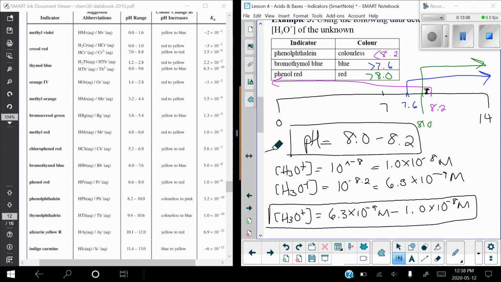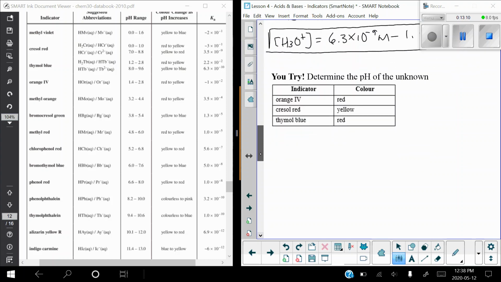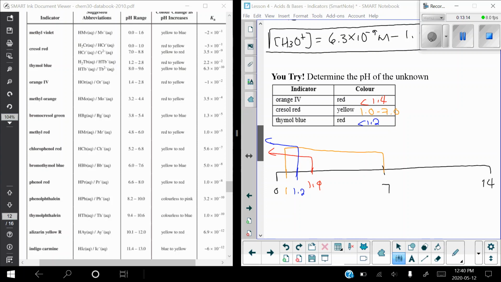Okay, time for you guys to try one on your own. When you are ready to check your answer, you can unpause the screen. Okay, so this is what I get. I then fill it in where everything overlaps. So pH is equal to 1.0 to 1.2.